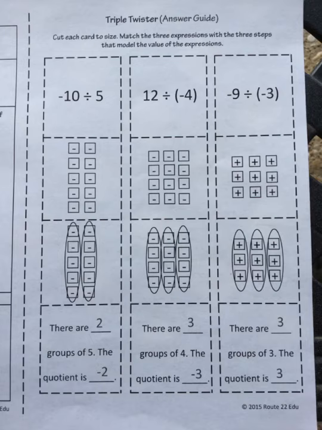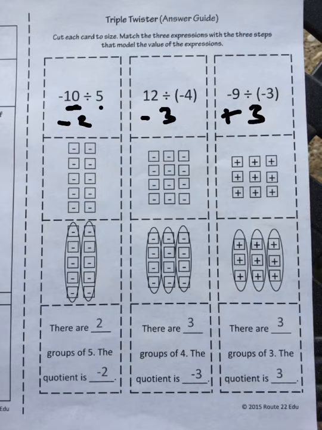Negative 10 divided by 5. I have a negative and a positive, so I know my answer is going to be negative. So 10 divided by 5 is 2. Okay? 12 divided by negative 4. Again, I have a negative in the mix, so one negative, one positive, it's negative. 12 divided by 4 is 3. And then negative 9 divided by negative 3. That's going to end up being a positive number because I have a negative and a negative. So negative 9 divided by 3 is positive 3.